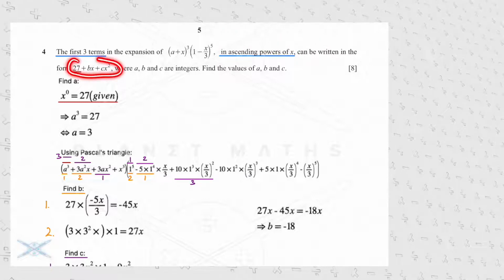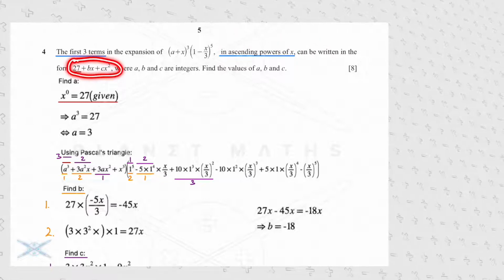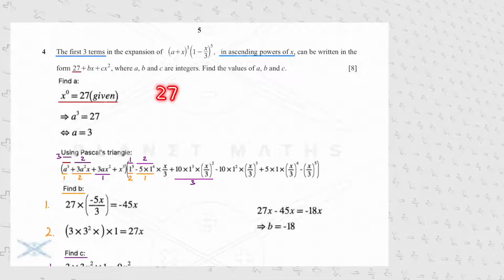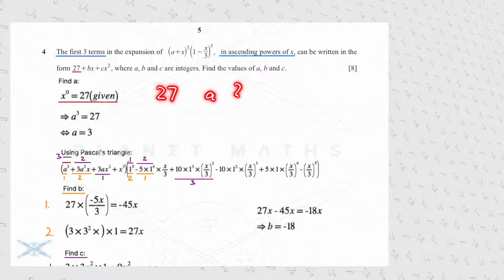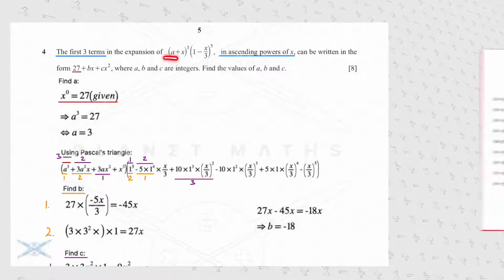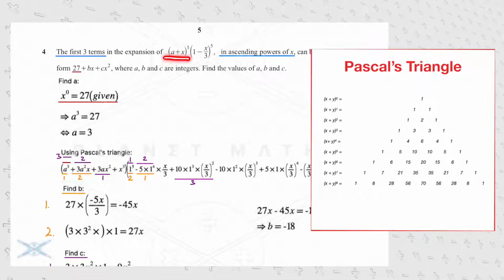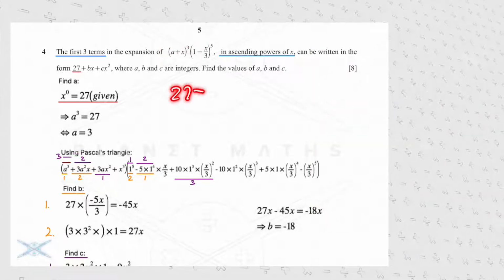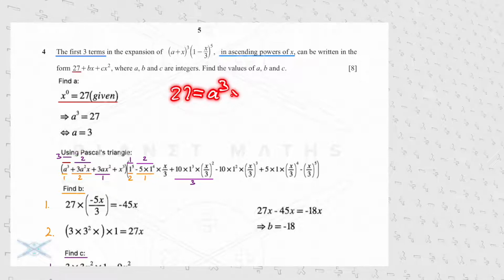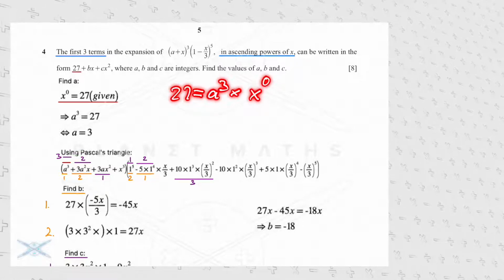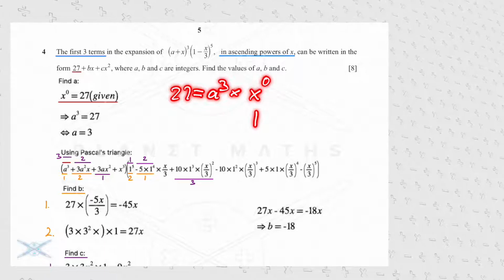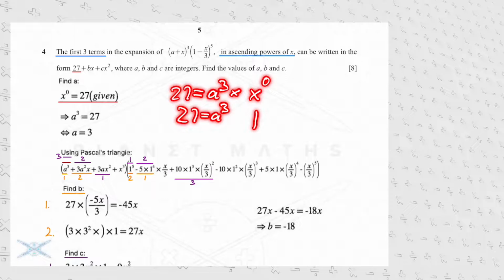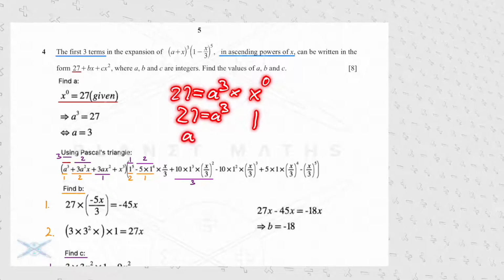Looking at this expression, we know that 27 is the coefficient of x to the power of 0. So in the next stage we need to figure out how 27 is related to a. Applying Pascal's triangle and knowing that we would multiply the results of this expression by 1 first, we know that 27 equals a to the power of 3 multiplied by x to the power of 0, and since x to the power of 0 equals 1, 27 equals a cubed, and the cube root will tell us the value of a, which in this case is 3.